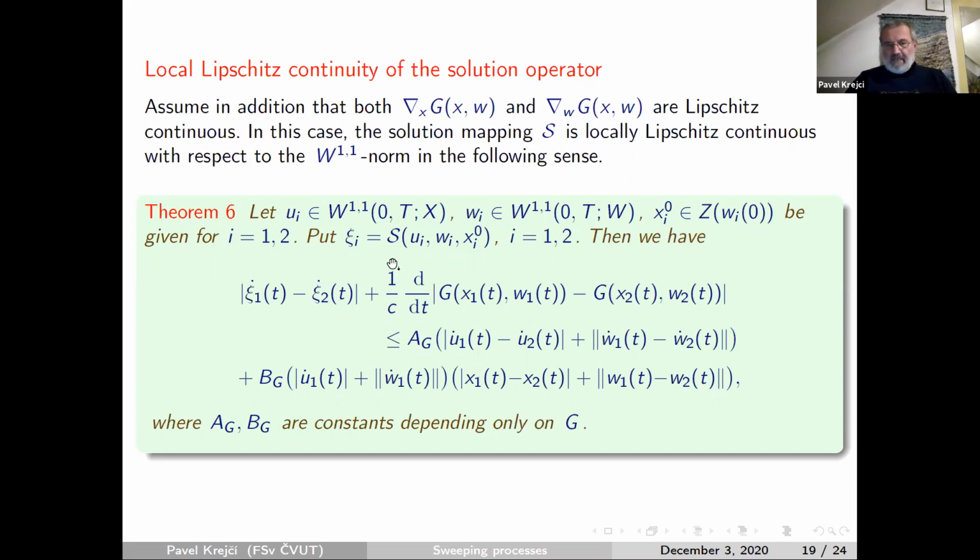So, for example, we cannot expect any Lipschitz continuity, even in 1D. The one-dimensional play is not Lipschitz continuous in W^{1,p} for p bigger than 1.